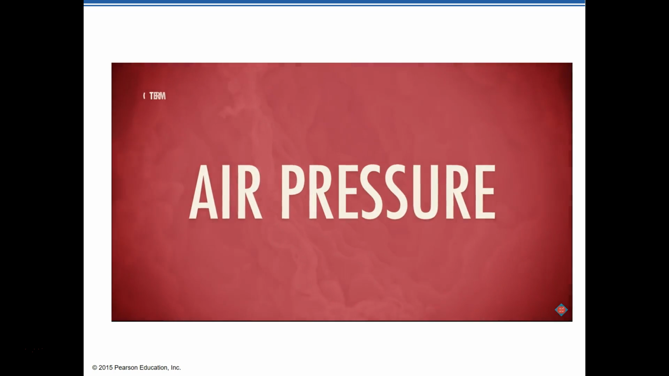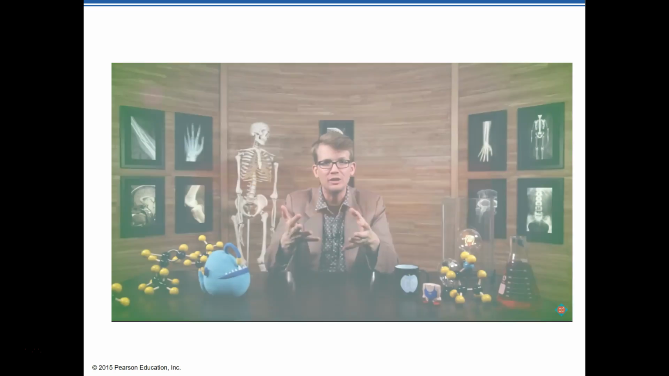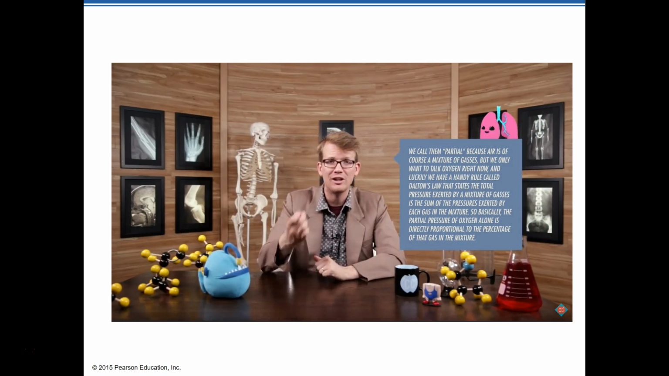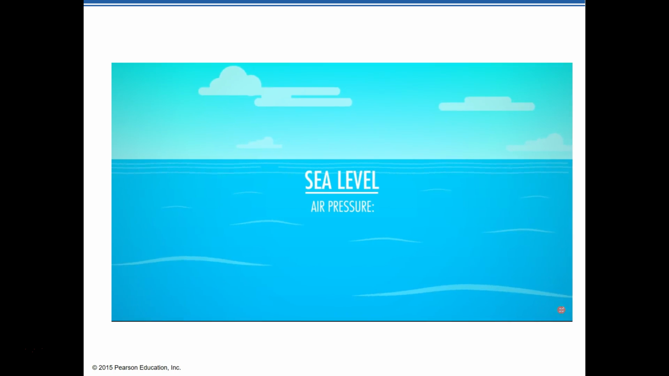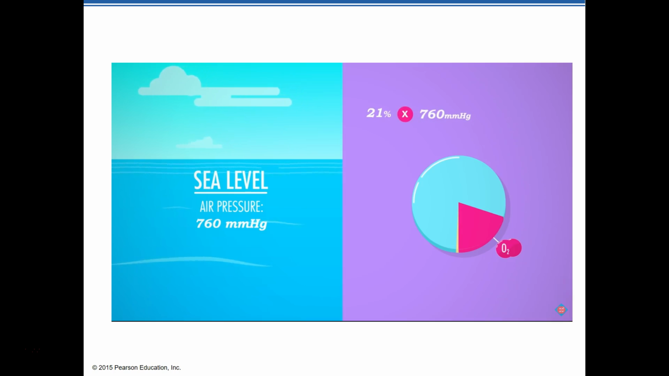But that doesn't actually tell us how many oxygen molecules there are. For that, we need to know the overall air pressure, since more molecules in a certain volume means more pressure. So partial pressure gives us a way of understanding how much oxygen there is based on the pressure that it's creating. Example. The pressure of air at sea level is about 760 millimeters of mercury, but since only about 21% of that air is oxygen, oxygen's part of that pressure, or partial pressure of oxygen, is 21% of 760, or about 160 millimeters of mercury.